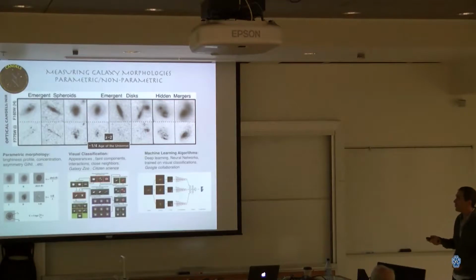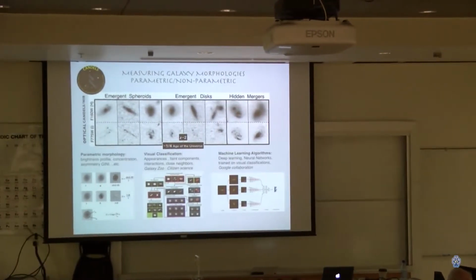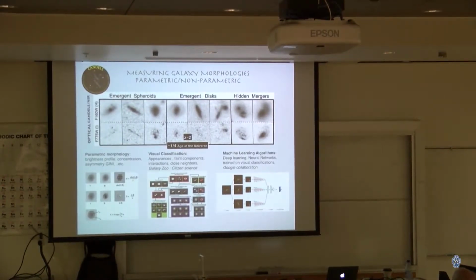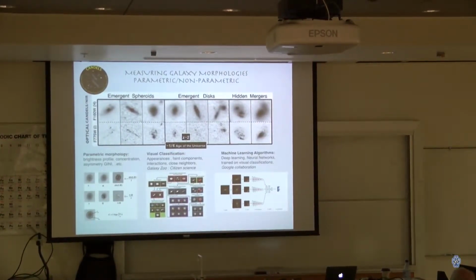Of course, after that, we are also following in the path of this visual classification by starting to use machine learning algorithms, the same idea as using machine learning to distinguish between pictures of cats and dogs.